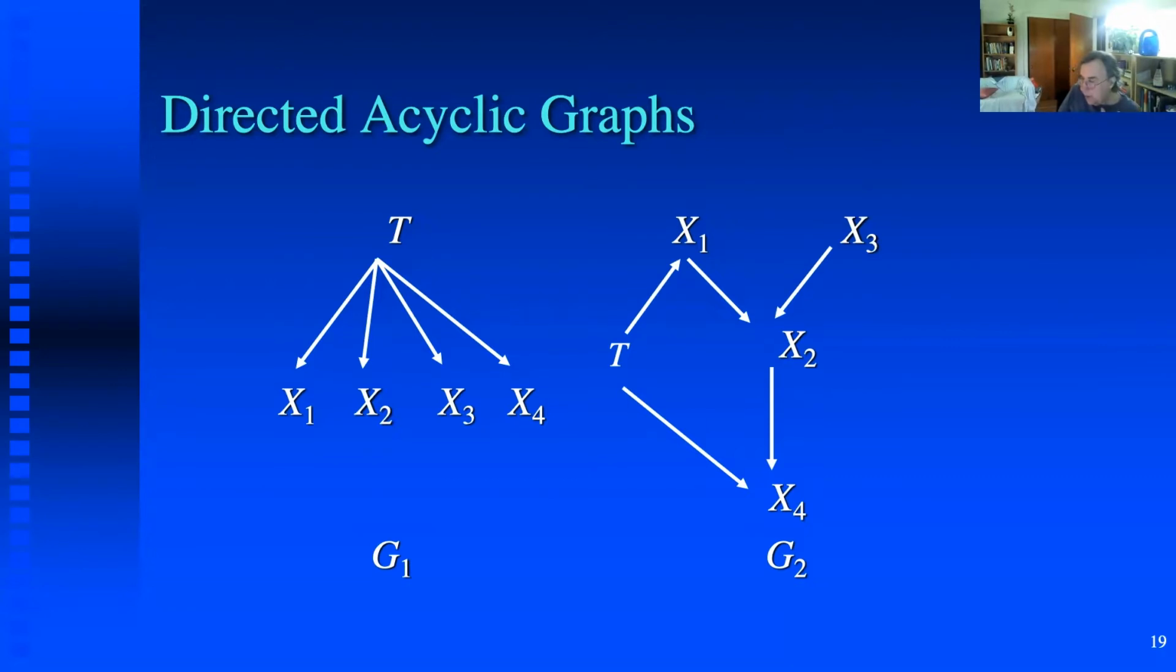Then you can also use those graphs and get a manipulation model and a probability model out of them as well. So we're going to have a new kind of graph. It'll have an independence model associated with it. It will have a probability model associated with it, and it will have a manipulation model associated with it.